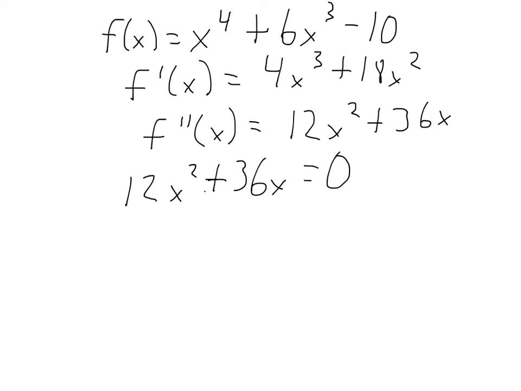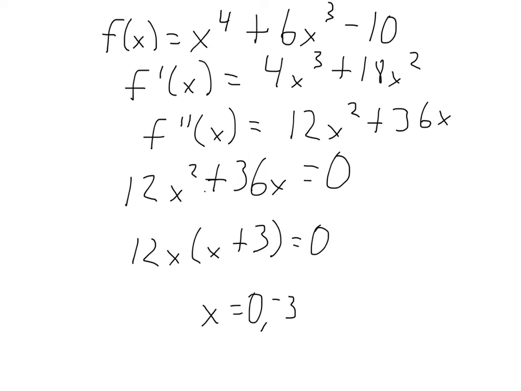To solve this, we can factor out a 12x. And x is equal to 0 or negative 3. We then verify that these are points of inflection, or either one is a point of inflection, by finding out whether or not the graph actually inflects there. I'm going to plug into the second derivative, because when you're looking for points of inflection, we need to know if the concavity is actually changing, and concavity is a second derivative concept.